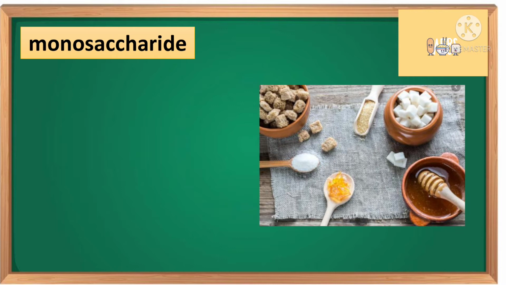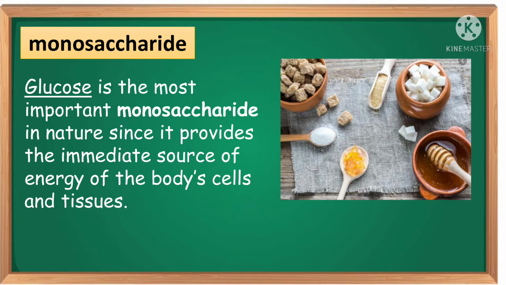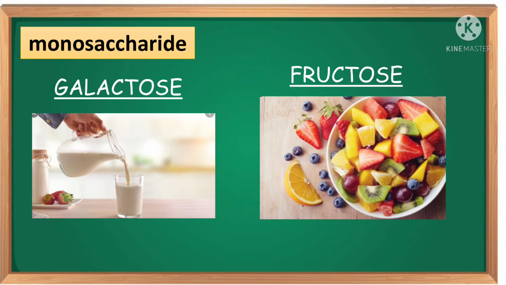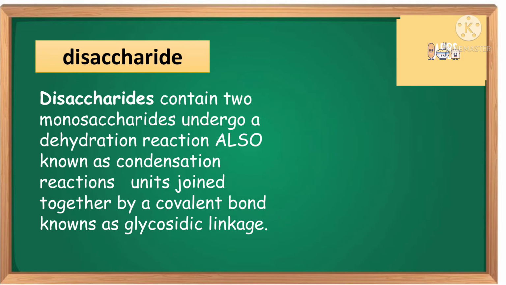We have monosaccharides. Mono means one and saccharide means sweet. Monosaccharides are simple sugars. Glucose is the most important monosaccharide in nature since it provides the immediate source of energy of the body cells and tissues. Excess glucose is often stored as starch that is catabolized, or broken down, by humans and other animals that feed on plants. We have the other ones: galactose, which is found in milk, and fructose, which is found in fruit sugar.